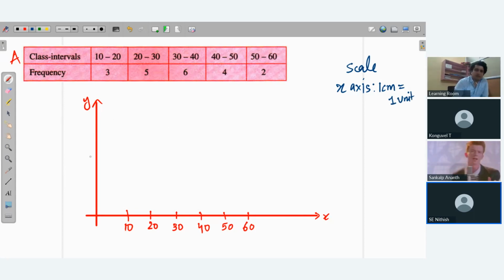Okay. So what, sir? 1 centimeter, 1 unit. Sir, actually our school uses 2 centimeter, 1 unit, sir. No problem. It is up to the convenience.